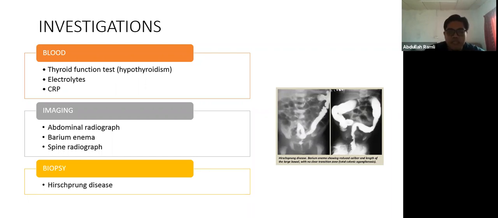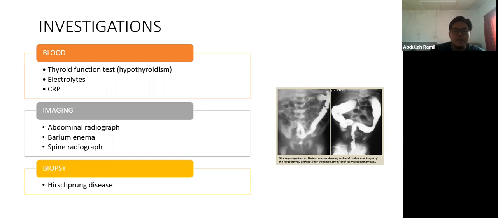And the next one is investigations. So the general investigations that we can do for blood, for example, we can do thyroid function test, in which we need to have a look if the patient has hypothyroidism, and then any electrolytes test that we can do, as well as CRP. And then for imaging, we can do abdominal radiograph, barium enema, and spinal radiograph. All of these investigations that we do, the aim is to prove and to exclude our differential diagnosis. And the last one is biopsy, which I have mentioned previously in the analysis, where we can do biopsy.